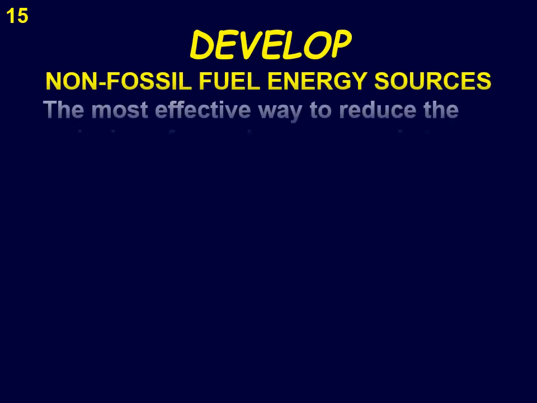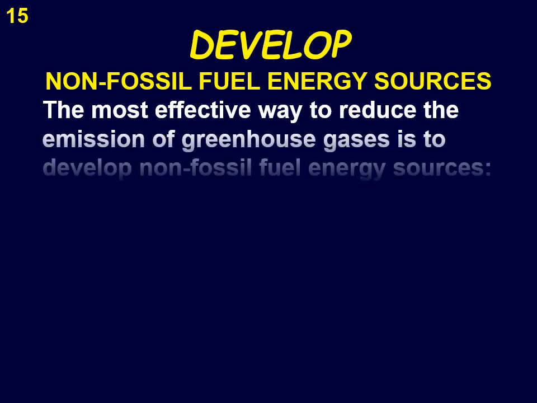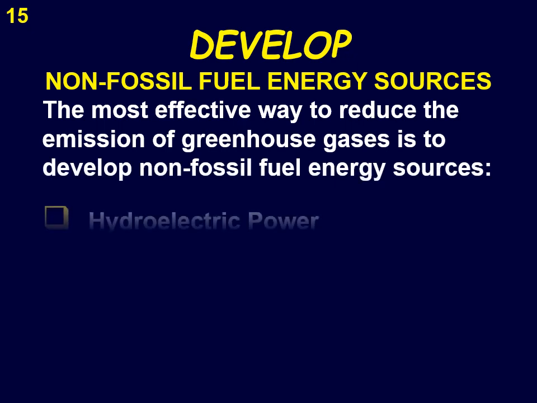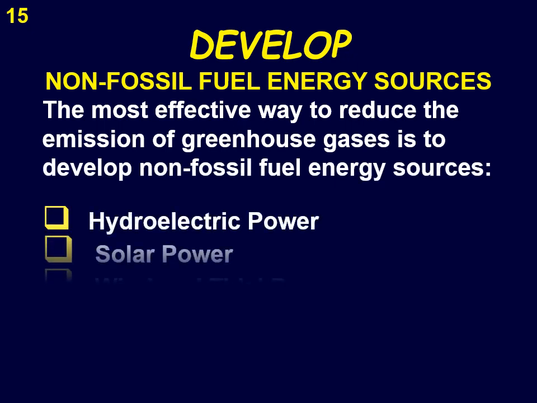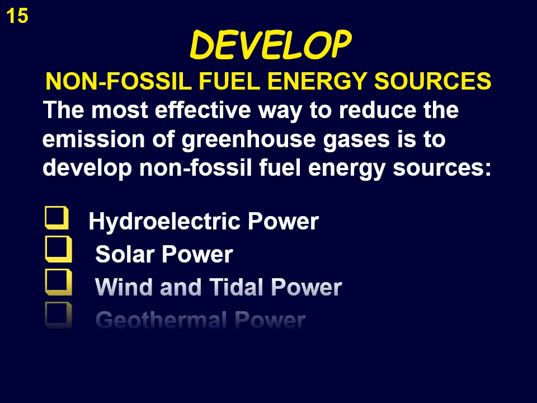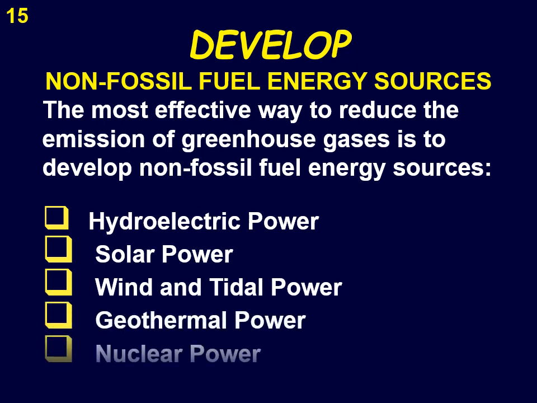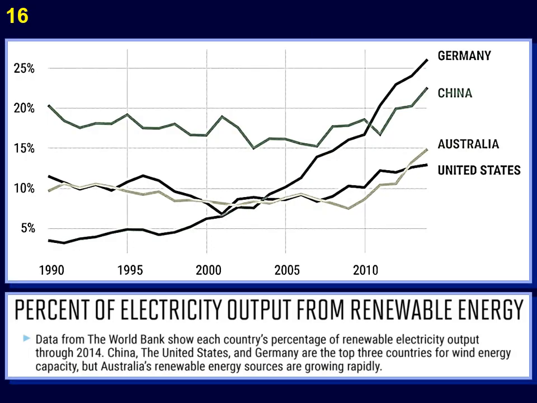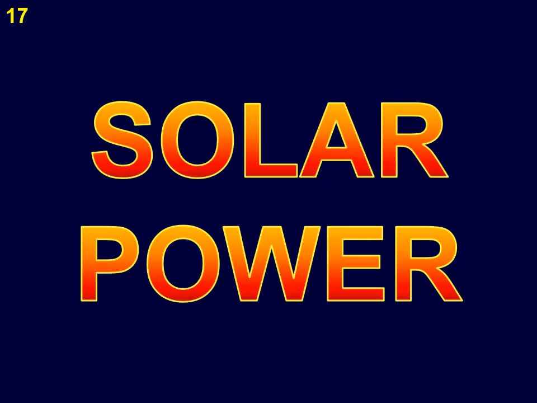The most effective way to reduce the emission of greenhouse gases is to develop non-fossil fuel energy sources. Hydroelectric power, solar power, wind and tidal power, geothermal power, and nuclear power are all ways to cut down emissions. This shows the percentage of electrical output from renewable energy sources for several leading countries. Chapter 2. Solar power.